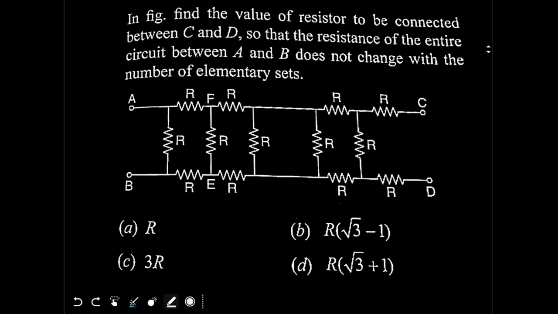Okay, see this question in figure. Find the value of the resistor to be connected between C and D so that the resistance of the entire circuit between A and B does not change with the number of elementary sets. These are the ends A and B.